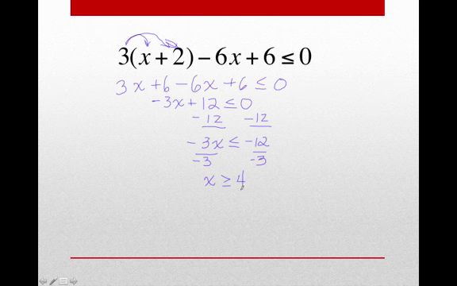X is greater than or equal to 4 on a number line will look something like this. X is greater than or equal to, so I've got a filled in circle going to the right. So x is greater than or equal to 4.